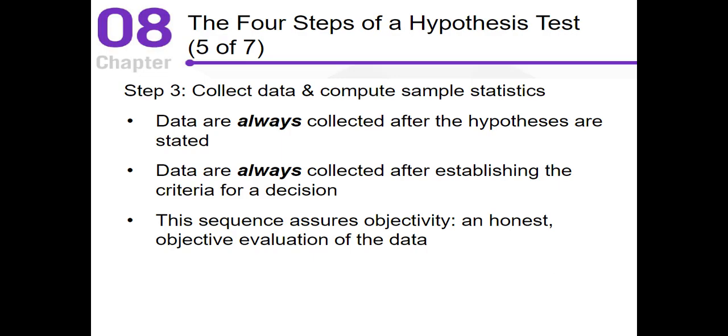For step 3, you collect data and compute the sample statistics. The data are always collected after the hypothesis is stated. The data are always collected after establishing the criteria for the decision. This sequence assures objectivity and an honest, objective evaluation of the data that's obtained.